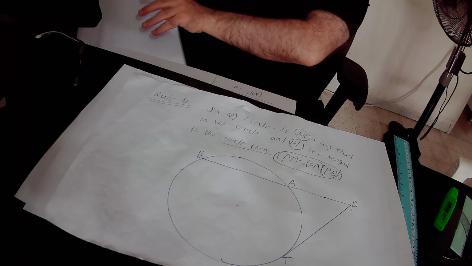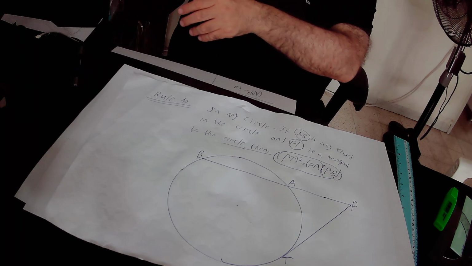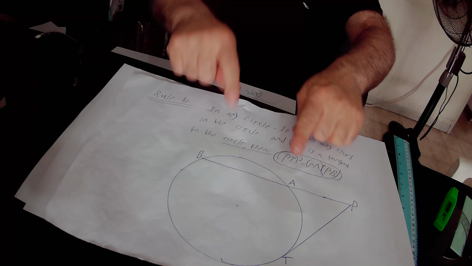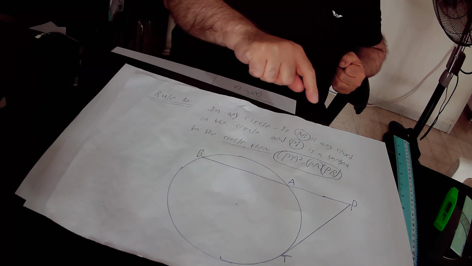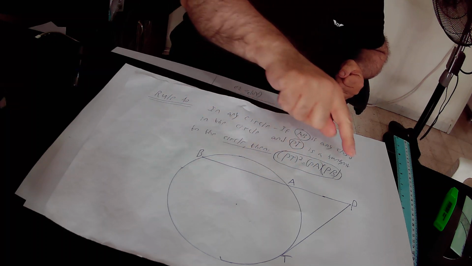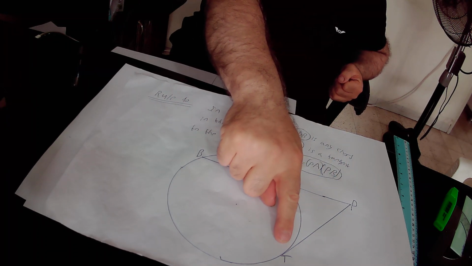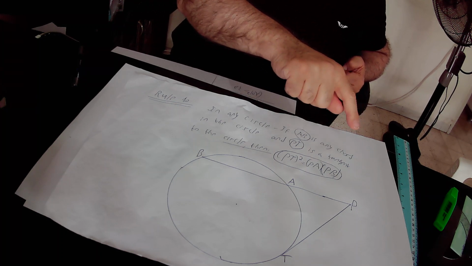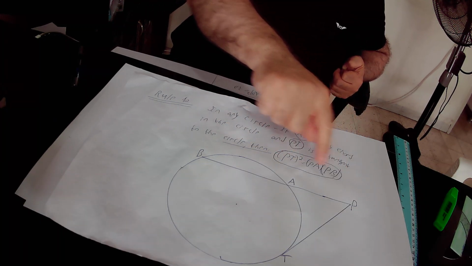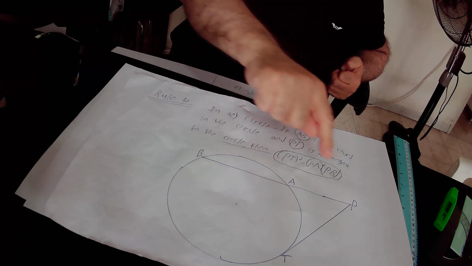So in any circle, if AB is a chord, you can see here that AB is indeed a chord of this circle, and we also have PT as a tangent to this circle at this point T. So in this drawing, the following equation is true: PT square equals PA times PB. Again, PT square equals PA times PB.